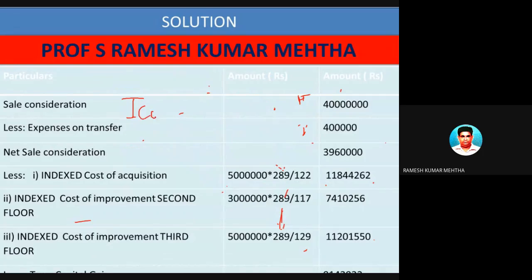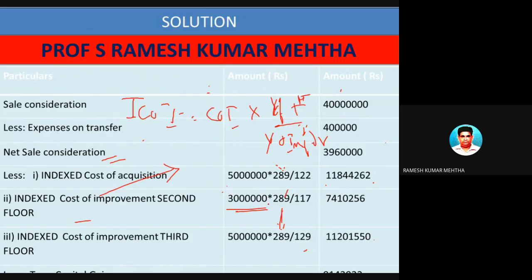Similarly, index cost of improvement is equal to cost of improvement into the inflation index of the year of transfer, divided by the inflation index of the year in which the improvement took place. So what is the cost of improvement? Cost of improvement is 3 lakh rupees, and this building was sold entirely in the year 2019-20, whose inflation index is 289, divided by the cost of inflation index of 2005-2006, because this particular improvement took place in the year 2005-2006. So 117. So 30 lakhs into 289 by 117, you will get 74 lakhs 10,256.